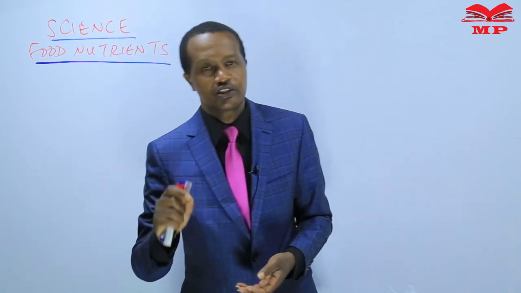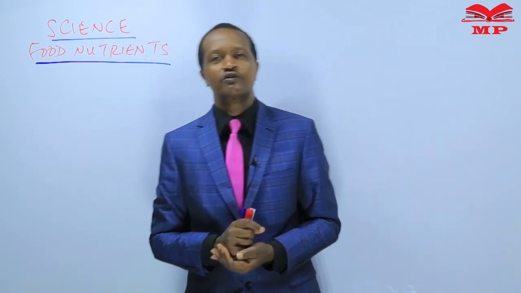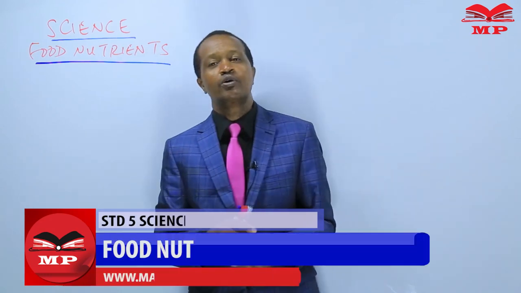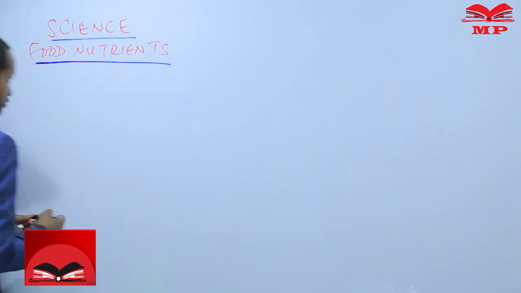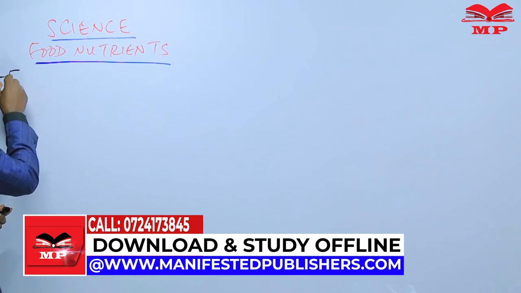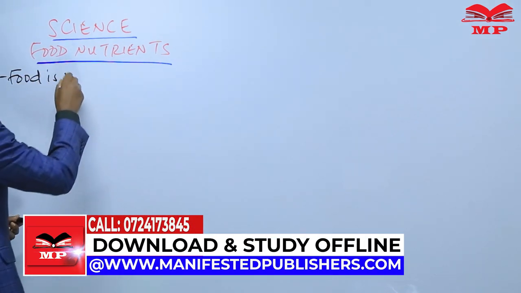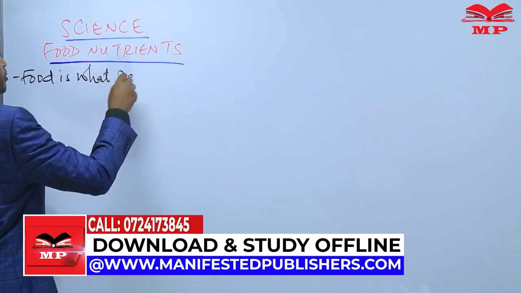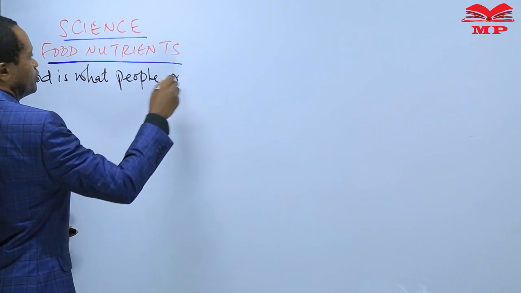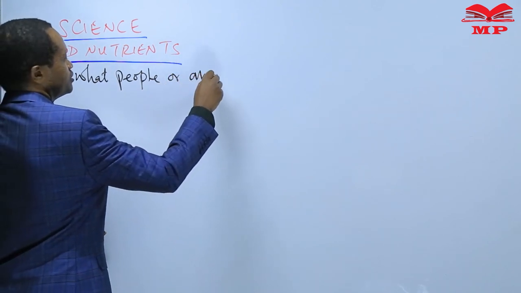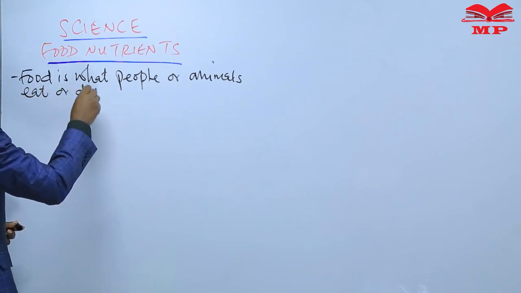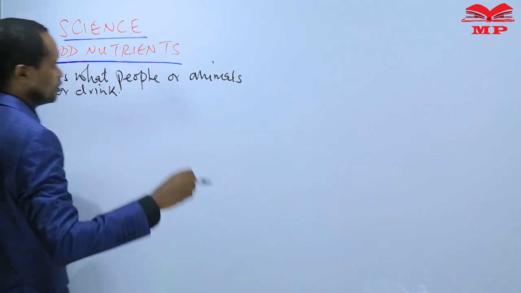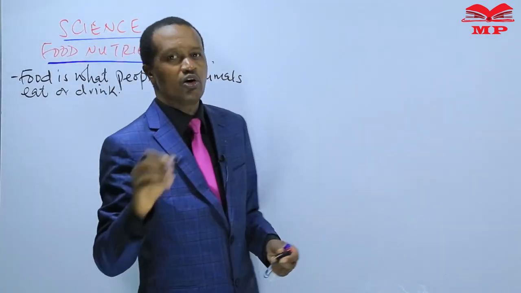Food nutrients. So, learners, food is what people or animals eat or drink. I want you to write down that point. Food is what people or animals eat or drink. What people or animals eat or drink.